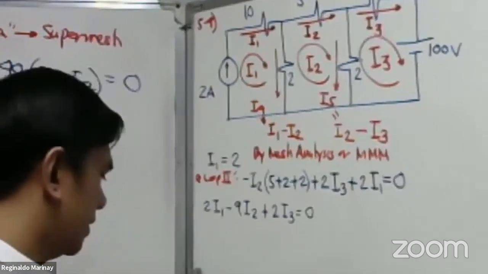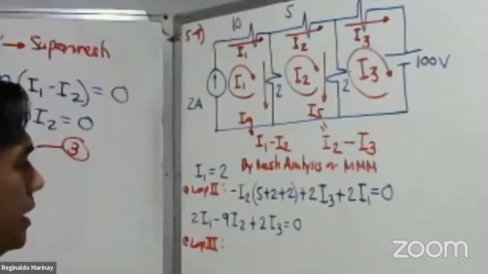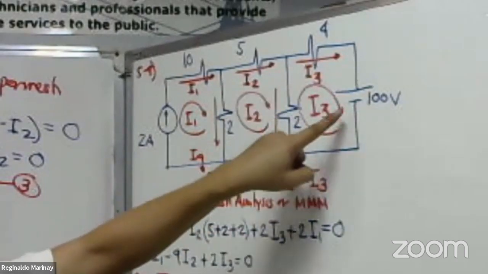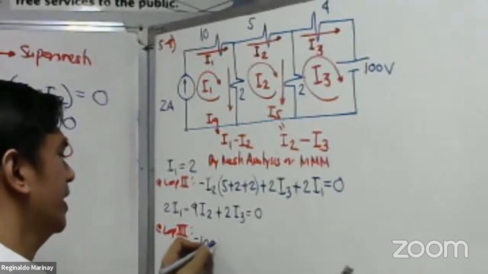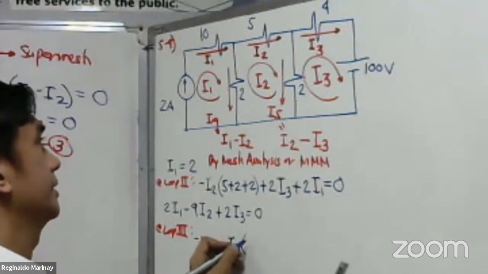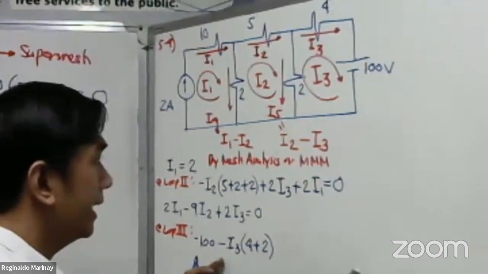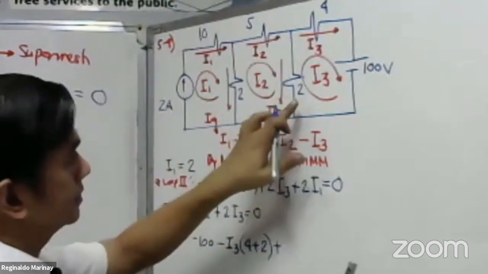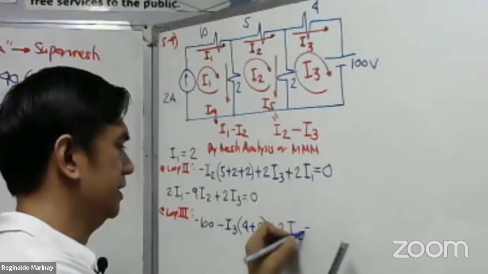For loop number 3, please take a look here at loop number 3. We have a voltage source of 100 volts. The circulating current I sub 3 leaves on the negative terminal of 100 volts, so therefore it is negative 100. Then, our circulating current I sub 3 is negative, multiplied by the loop resistances, 4 plus 2. This is plus the common resistor, which is 2, multiplied by the adjacent current, which is our I sub 2. So, that is equal to 0.